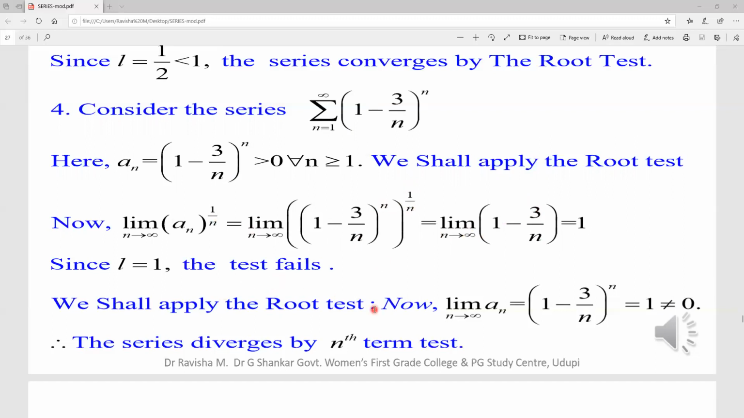When the test fails, we can apply any other test. So here I am applying the nth term test. When n tends to infinity, a_n is equal to 1 in fact, so it is not equal to 0. Therefore, the series diverges by the nth term test. If the limit is 0, that does not mean it converges, because this is a test only for divergence.